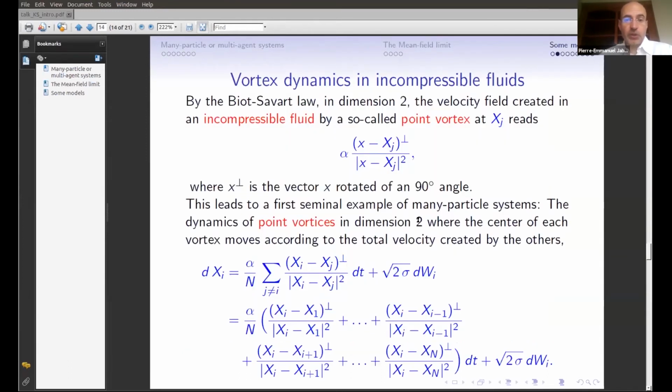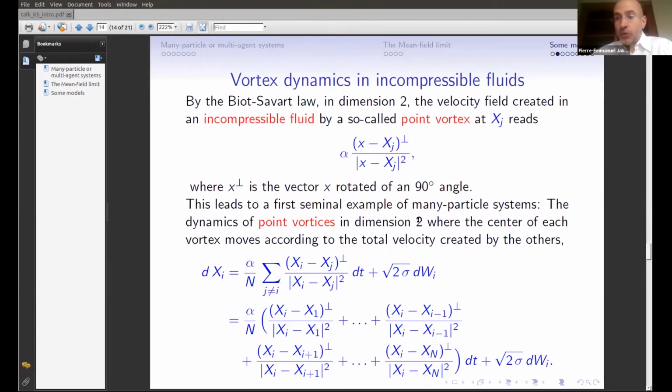So mathematically, what this corresponds to is essentially the Biot-Savart law, right? Which tells you that if you're in an incompressible fluid and you look at one point vortex, then this creates a velocity in the fluid that is given by this expression. And here I'm using the perp symbol to represent the rotation by pi over 2 in the trigonometric sense.